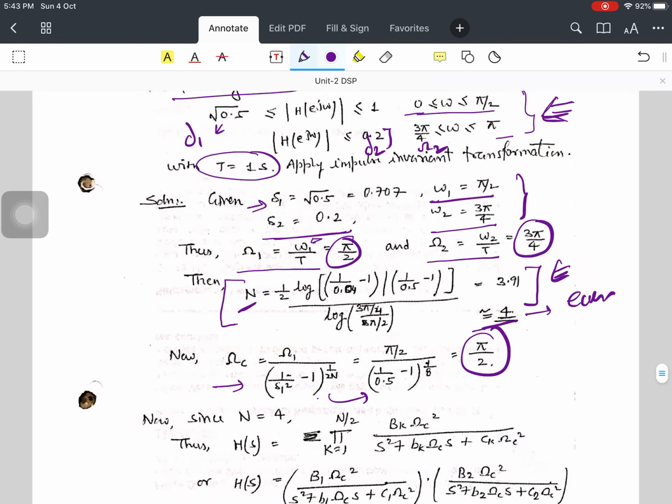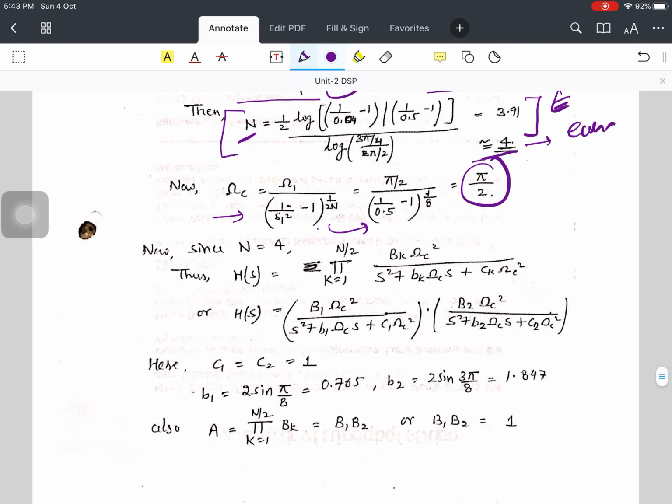So, for the generalized form, we know H(s) equals the product for k equal to 1 to n by 2 of b_k Ωc² upon s² plus b_k Ωc s plus c_k Ωc². Now, n equals 4, so k will go to 1 and 2. When you put these k values, we will get this generalized form of H(s).